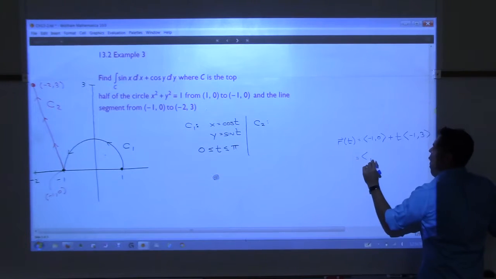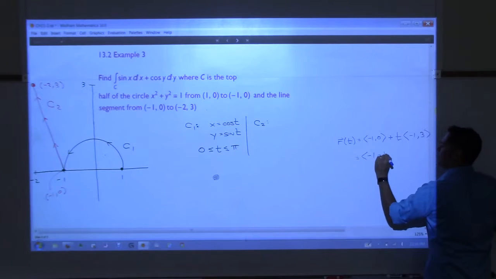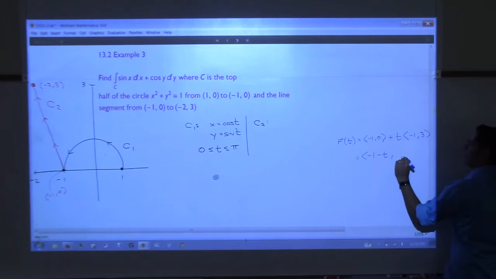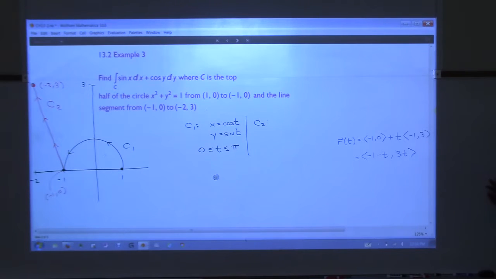This should be, I'll put it all together right now. Negative 1 minus t, and then this one 0, so just 3t, like that. And that's it, right? That's my x and my y right there. And what's the restriction on t going to be for C2?